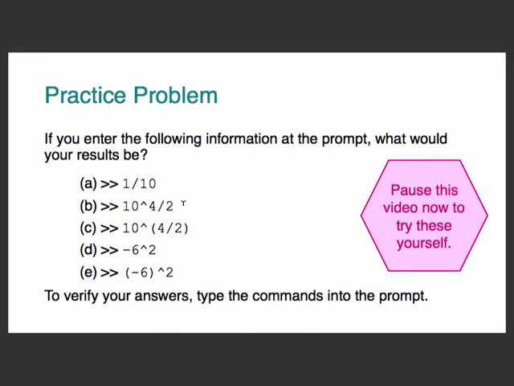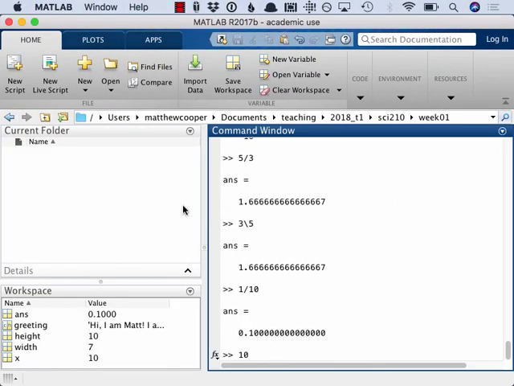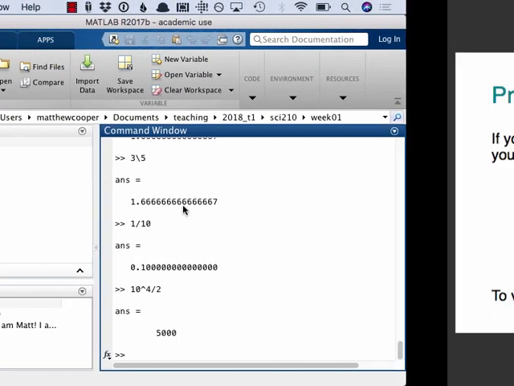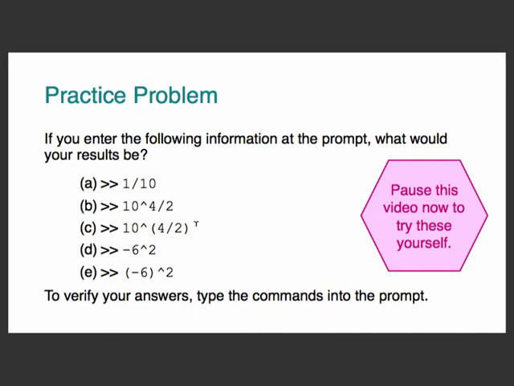What about this next one? 10 to the power of 4 divided by 2. 5,000. Yeah. What about this one here? What's 4 divided by 2? 2. 10 to the power of 2 is 100.